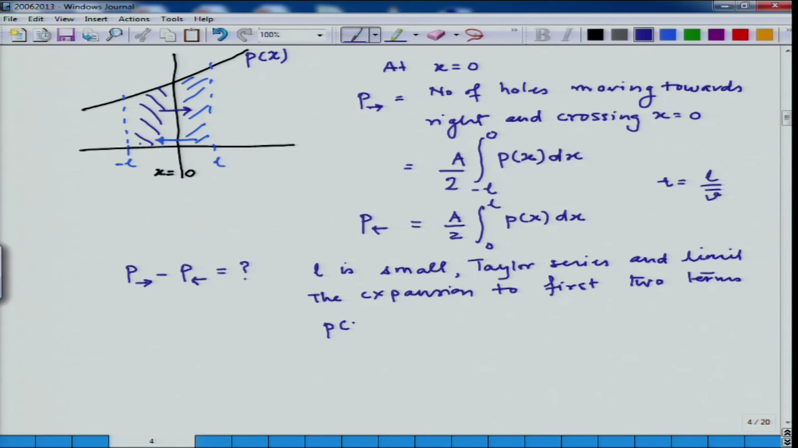So, then I can write the carrier concentration of holes as the carrier concentration of holes at point 0 plus the gradient of carrier concentration at 0 plus the other terms, and I am only going to use these for the integration purpose. So, using this expression and putting it in the first two integrations, I can find out the value of P going towards right and going towards left.